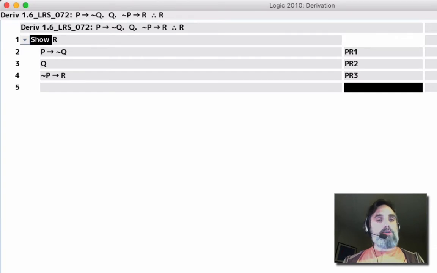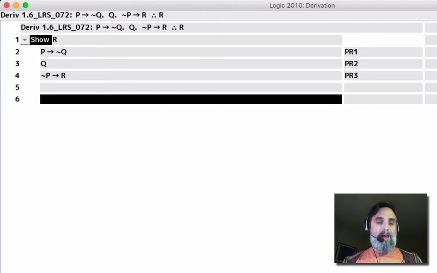Okay, so we can't get R just by using double negation, right? Because we don't have negation R. So we're going to have to use our inference rules that work with conditionals. We're going to have to use MP and MT. So what we want to do is look at the conditionals we have and figure out, okay, with each of those, what do we need for MP and what do we need for MT? And then ask, okay, do we have any of those things? And if we do, we'll do MP or MT. And if we don't, we'll see if we can get those things.